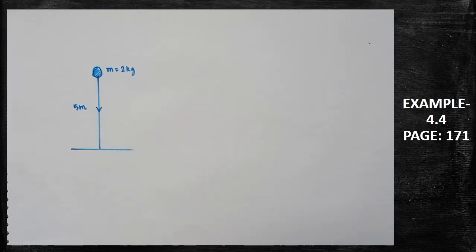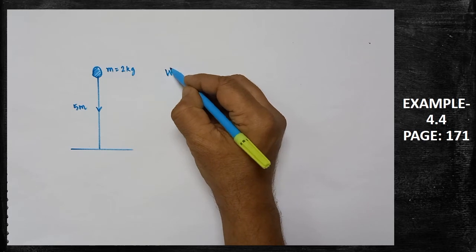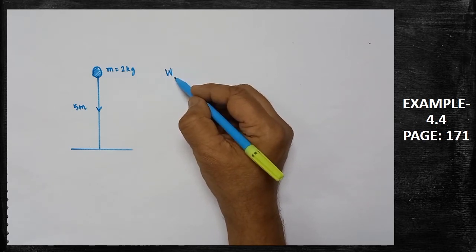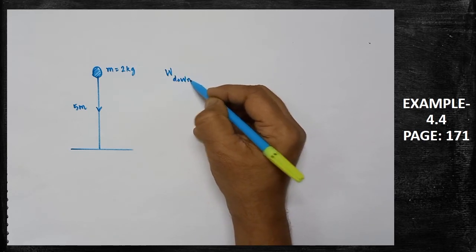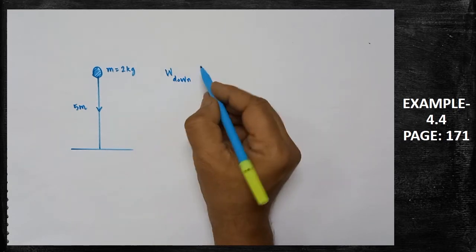In the second part of the question, what is asked? Work done by the gravity when the object comes back to the earth. The work done by the gravitational force when the object is coming in the downward direction is to be calculated. The formula, how should it be written? Work done by the gravity when the object goes in the downward direction. W down must be written.